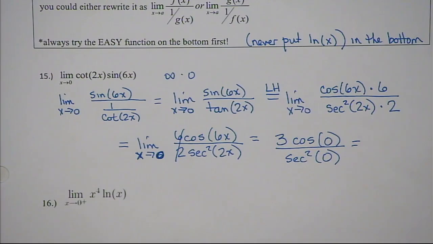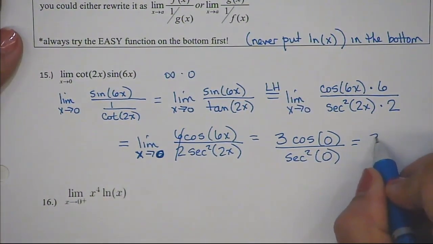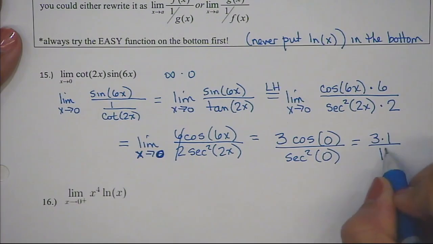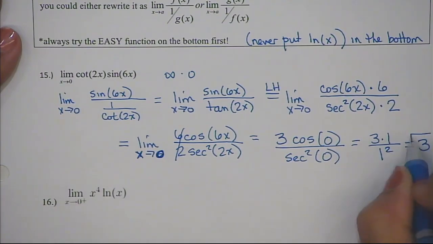And the secant is the reciprocal of cosine. So that would also be 1 over 1. So we're going to do 3 times 1 over 1. 1 squared is 1. Okay, so we end up with 3.